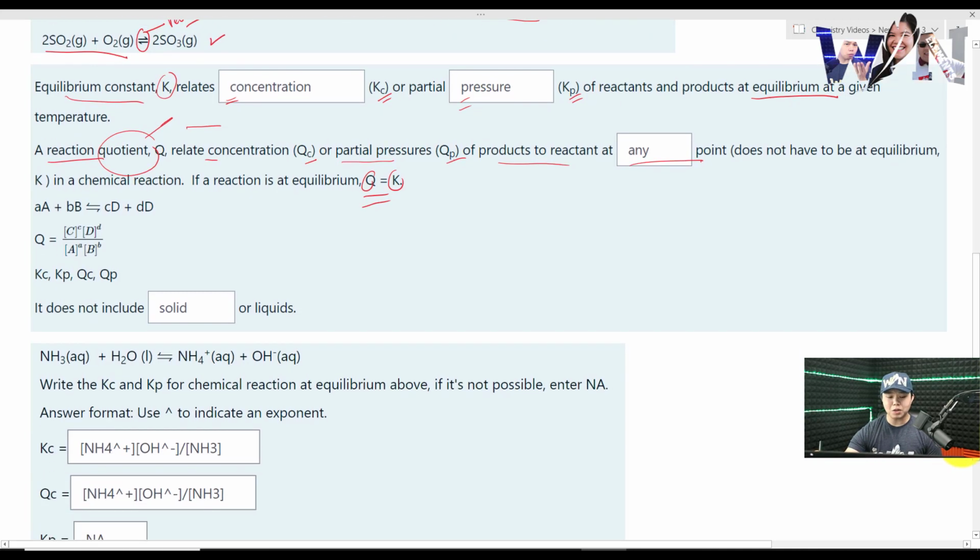And all you have to do is very straightforward. You need to balance your chemical equation first. Notice how we write the concentrations with A, B, C, D, and notice how we have A, B, C, D right here. Those are the coefficients of a balanced chemical reaction. But there is one catch, and that is you do not include any solids or liquids in the quotient or the equilibrium constant.